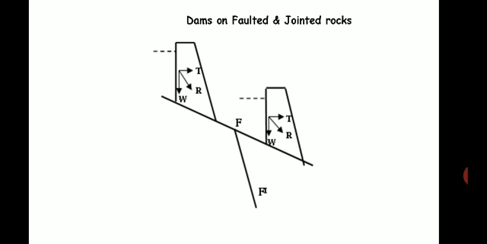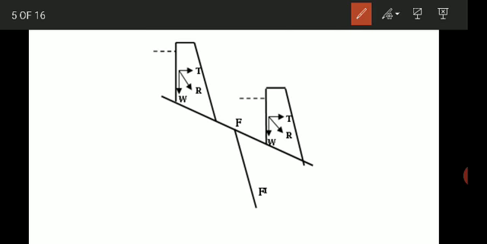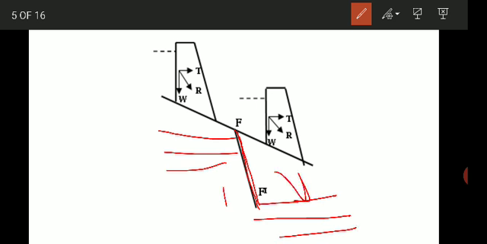Then next is dam on faulted and jointed rock. So first we'll see dam on faulted rocks. This is a fault, F dash represents the fault. The rocks which are there here and here have undergone a displacement. Whether it is a good site, it is always better to reject the site for a dam in the faulted zone. The best example is Koina Dam, which is constructed on a faulted zone.